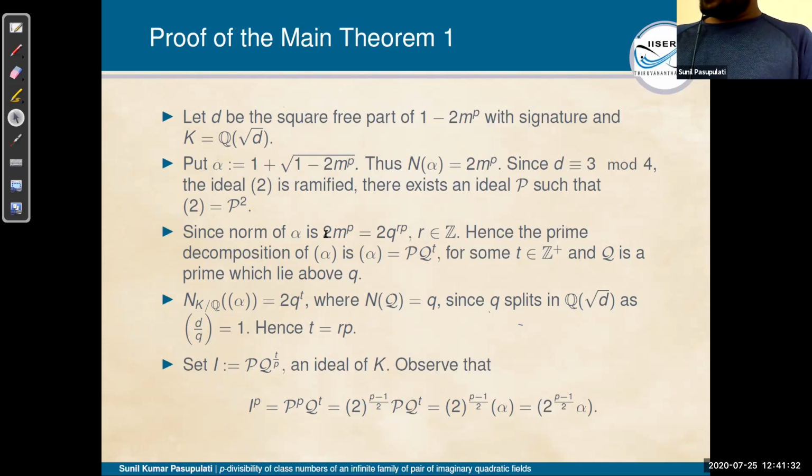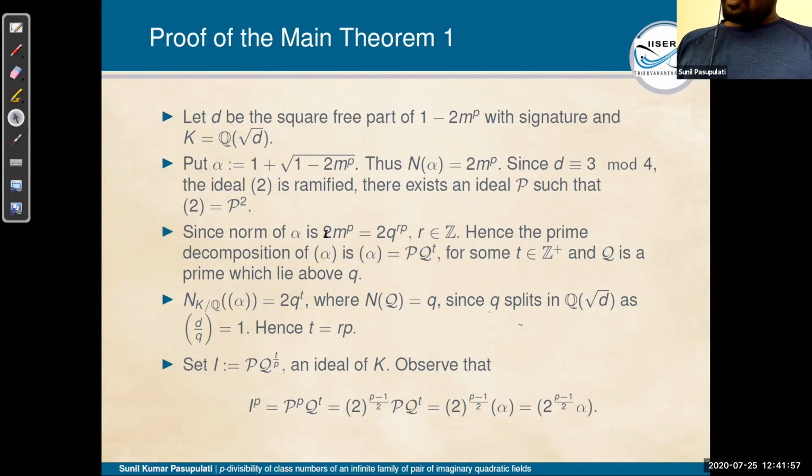Since m is a prime power of q, the only primes that appear in the factorization of alpha will be the primes that lie over 2 and the primes that lie over q. Since D is congruent to 3 mod 4, the ideal 2 is ramified, so there exists an ideal P in O_K such that the ideal generated by 2 is equal to P squared.